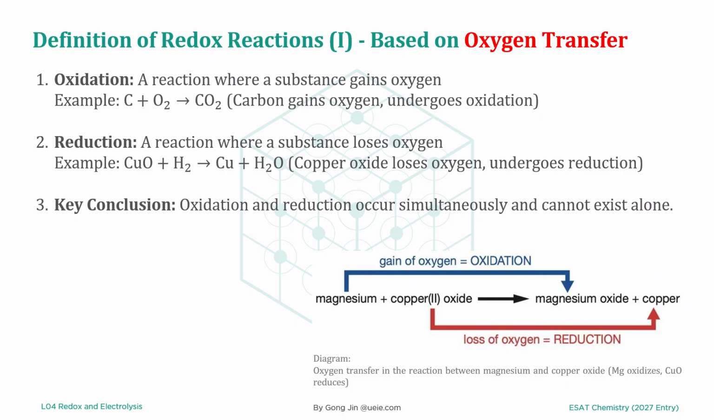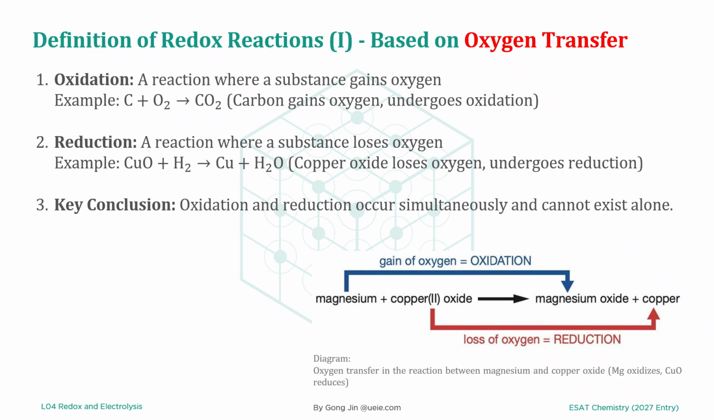Let's start with the basics, defining redox reactions in terms of oxygen. Here's an easy rule to remember. Gaining oxygen means oxidation, while losing oxygen means reduction. Take the first example. When carbon burns in oxygen to form carbon dioxide, carbon gains oxygen, so carbon undergoes oxidation. Now, the second example. Copper oxide reacts with hydrogen to produce copper and water. Copper oxide loses oxygen, so copper is reduced.